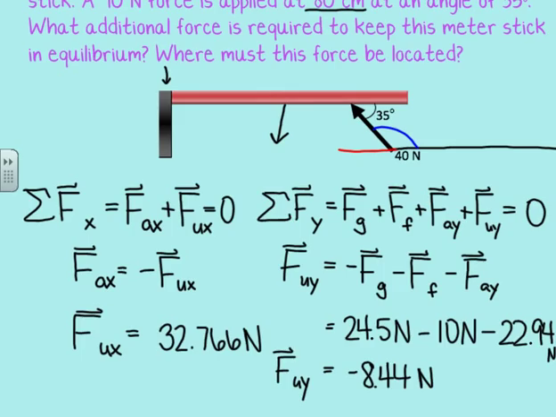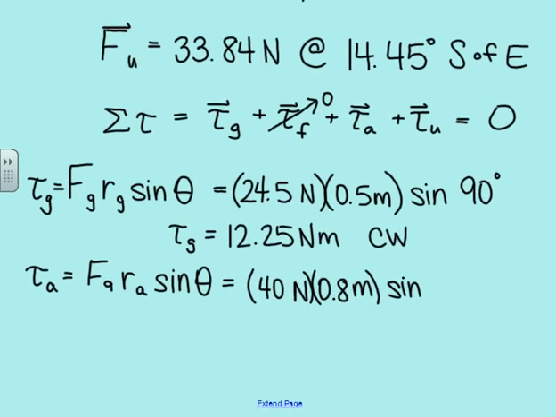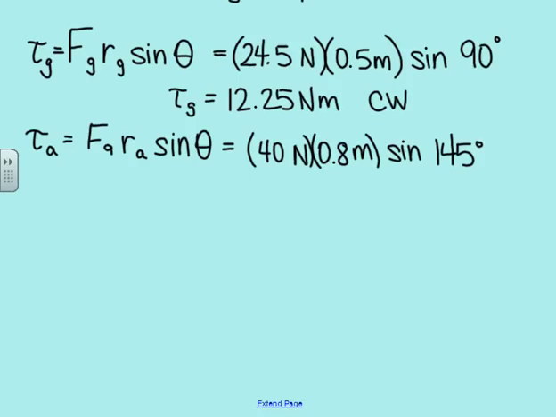If I continue this horizontal line to the left, I see that this small angle right here is an alternate interior angle to that 35 degrees. So it is also 35 degrees. That means that my large angle, the one that's outlined in blue there, is 180 minus 35 degrees, or 145 degrees. So that's the angle that I plug in there. And I find that I get a torque that is equal to 18.35 Newton meters.